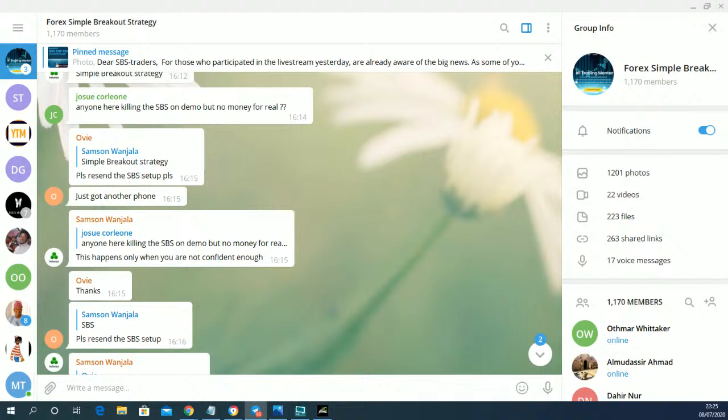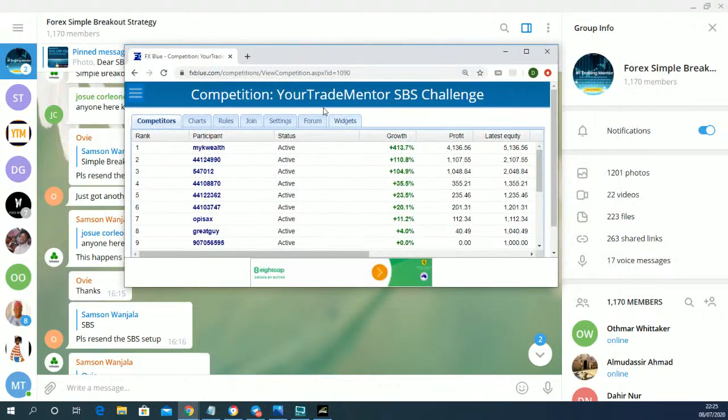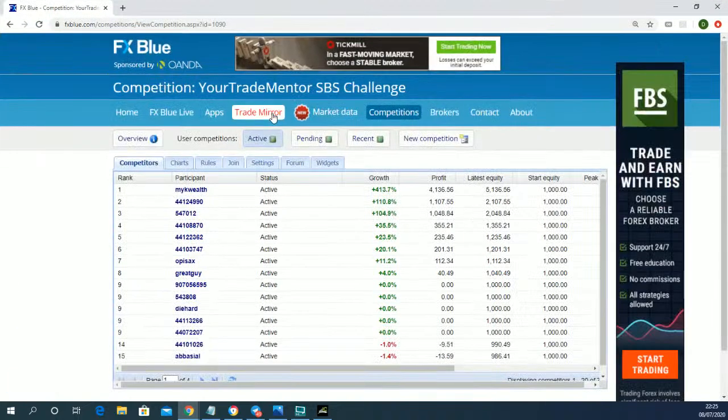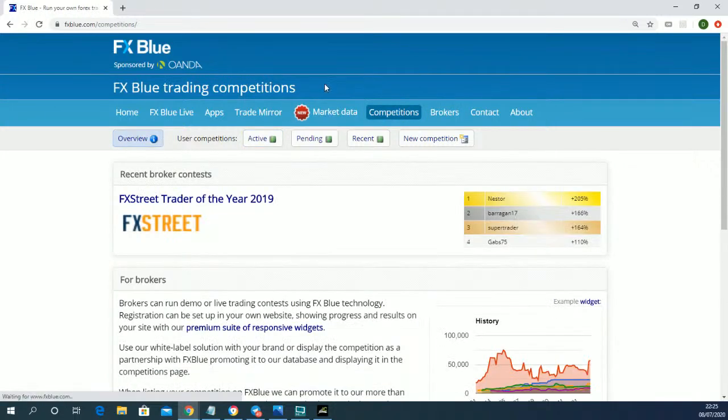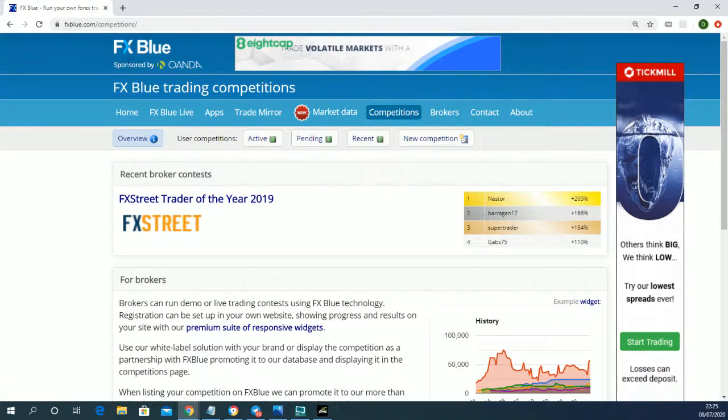So, ladies and gentlemen, I just want to show you the competition that we are running at the moment. You know about the competition. It's called the SBS competition, right? Let's go there. So the competition is hosted by FS Blue, and it is our competition. We set it up in order to find who is our best trader that is using SBS.